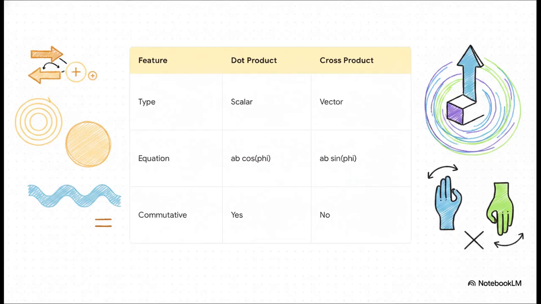Make sense? To summarize everything we've built today regarding multiplication, check out this comparison table. It perfectly captures the dichotomy here. The dot product gives you a scalar, it uses cosine, and the order doesn't matter. It's commutative. The cross product, on the other hand, gives you a vector, uses sine, requires the right-hand rule, and if you reverse the order of multiplication, your thumb flips upside down, meaning it is definitely not commutative.